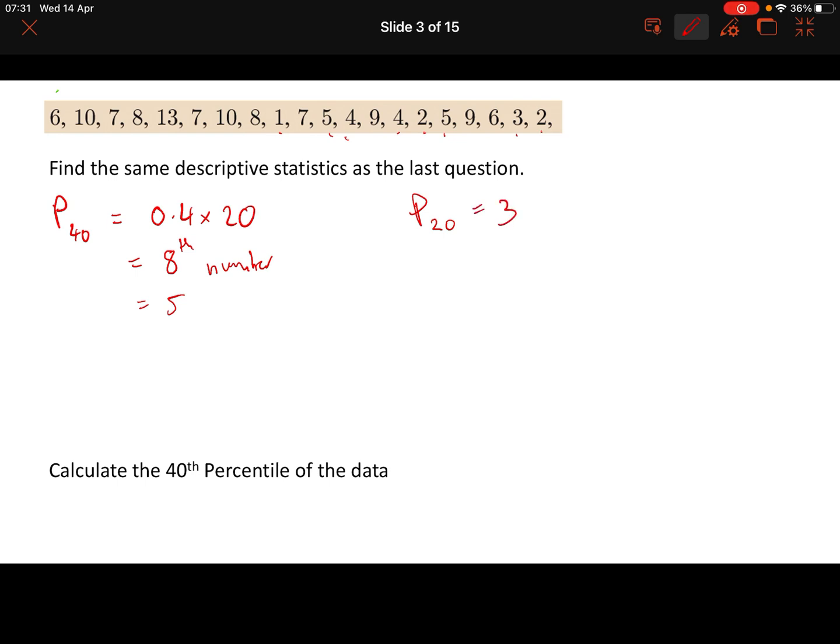Okay, and you could find the 40th to 20th interpercentile range. That would be P40 minus P20, which would be equal to 2. That would be the 40th to 20th interpercentile range. Might be an interesting statistic to calculate.